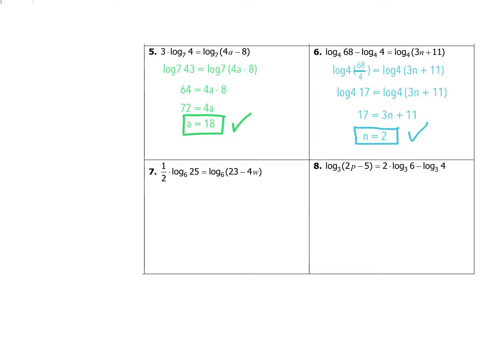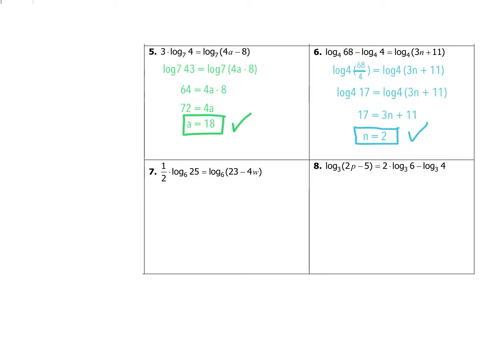So when I got down here to where I had log equals log, I could use the one-to-one property to say that 17 equals 3n plus 11, and I subtracted 11 and divided by 3, and that gave me n equals 2. And then I always want to go back and check for those extraneous solutions. And so on the left-hand side, I don't have any variables, so none of them will be negative logs. And up here, if I plug 2 in for n, I get 6 plus 11, which is a positive number, so it checks out.